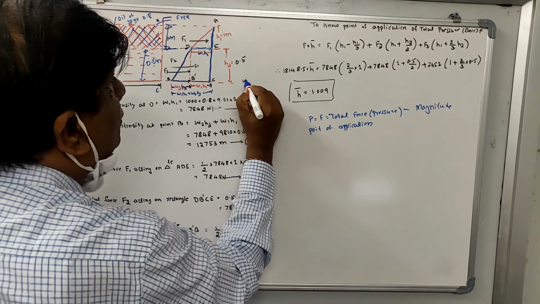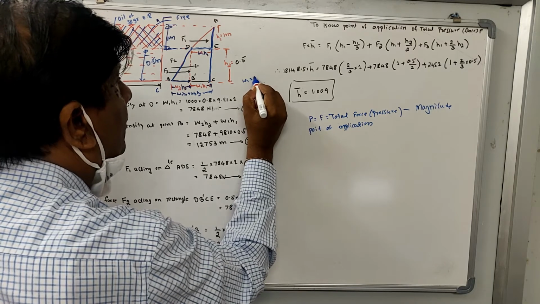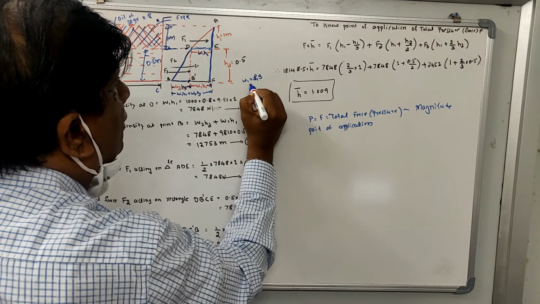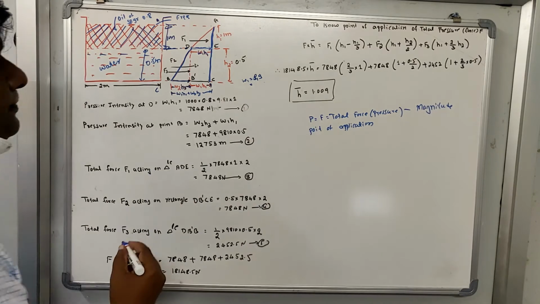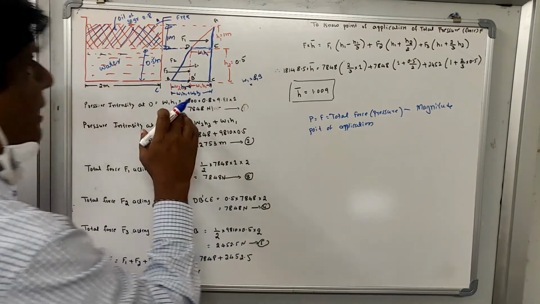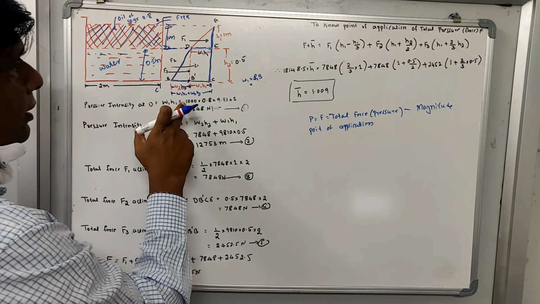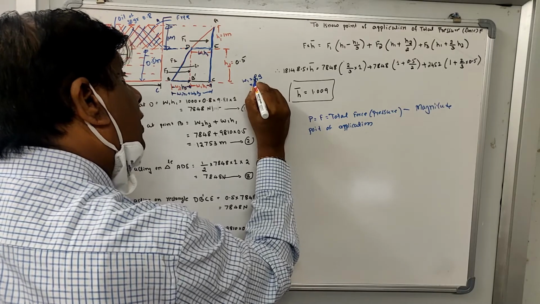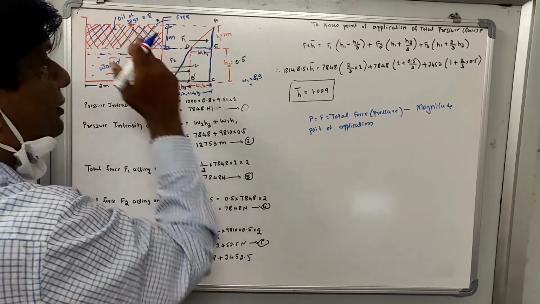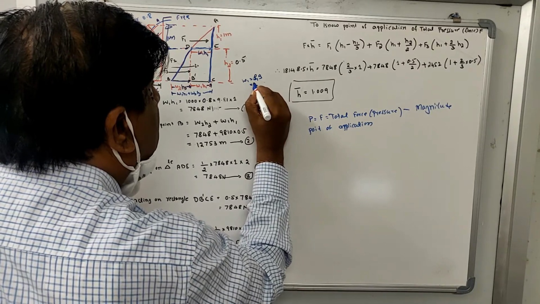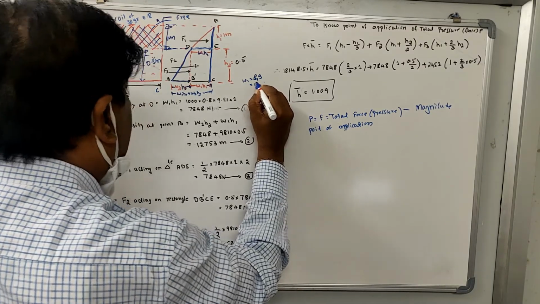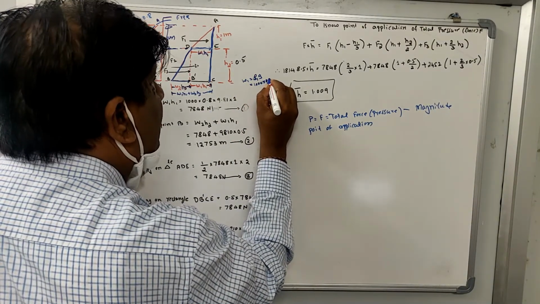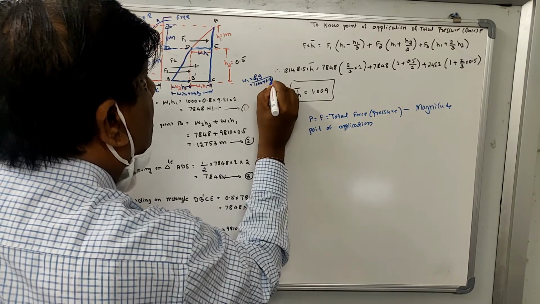Okay, W1 is equal to mass density, that is rho into g, or rho 1. Rho 1 is what here? Rho 1 is equal to mass density of water multiplied by specific gravity of this fluid. So rho 1 is equal to mass density of water, that is 1000, multiplied by specific gravity 0.8. So this gives you rho 1.